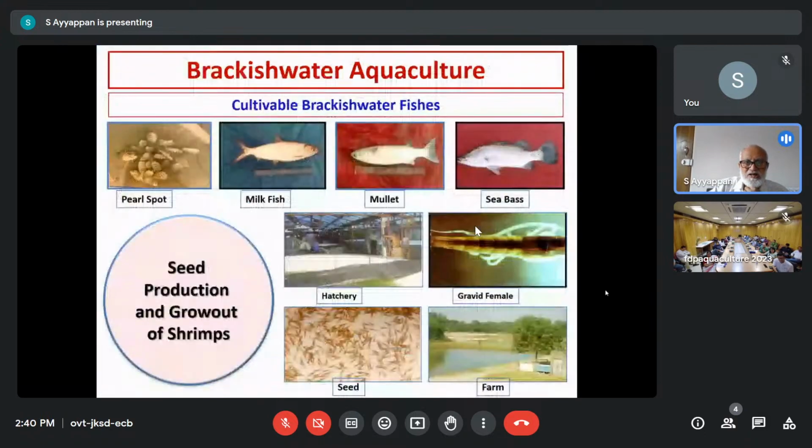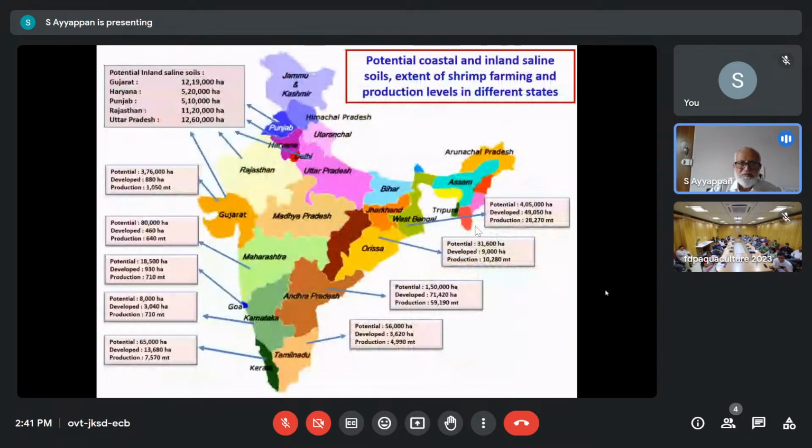And in this context, further, the brackish water aquaculture, about the different finfishes, pearl spot, milkfish, mullet, sea bass, and so on. But the mainstay today is the shrimp, particularly the vannamei, the white shrimp, and that's where about 8 lakh tons of the produce are coming from. And these are possibilities of coastal aquaculture, but at the same time, the point should not be forgotten.